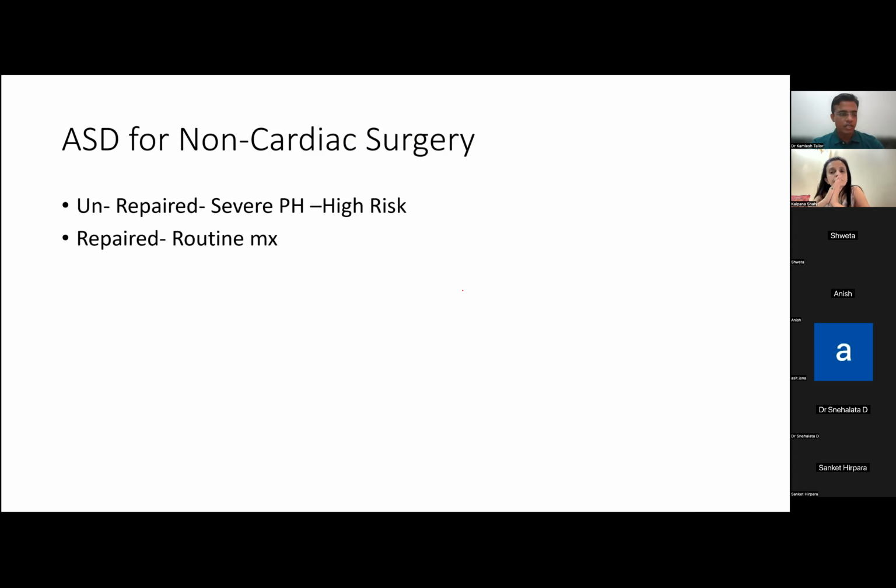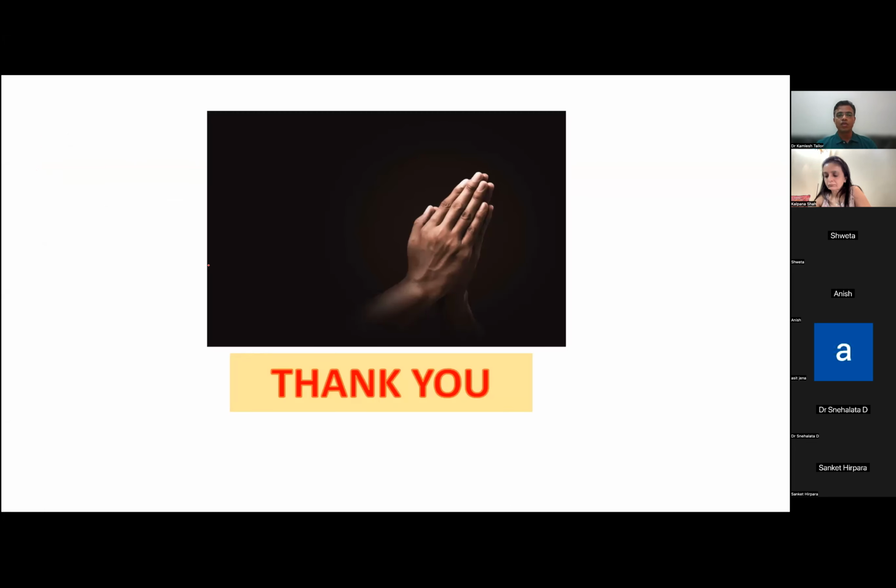The last slide is for this: if an ASD patient comes for non-cardiac surgery, if it is unrepaired ASD, then one has to go for a detailed echocardiography and find out whether there is severe PH or mild to moderate PH. If it is moderate to severe PH, this falls in the high-risk category if somebody is performing non-cardiac surgery in unrepaired ASD. So that part one has to be very watchful. Otherwise, with repaired ASD, there is no residual problem. If echo is okay, it can be managed like a routine case without much complication regarding the cardiac. So this is how we finish the ASD closure.